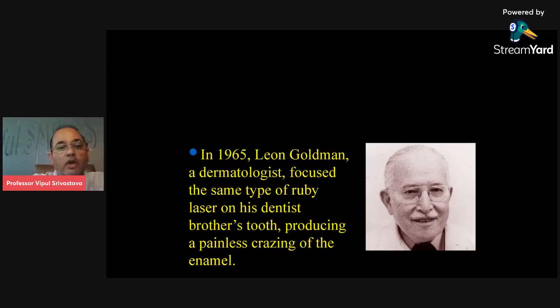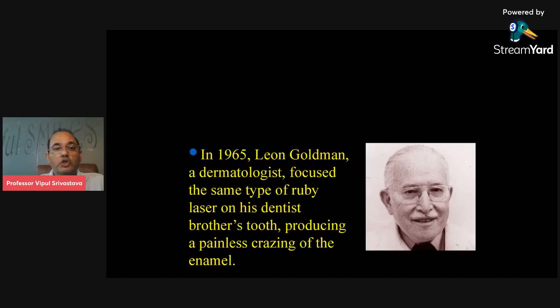So what he did was use this laser on his dentist brother's tooth, producing a painless crazing of the enamel. Means in 1965, Leon Goldman, a dermatologist who had access to a laser, used it on his dentist brother's tooth, and what he observed was crazing of the enamel painlessly. So that was the first introduction.